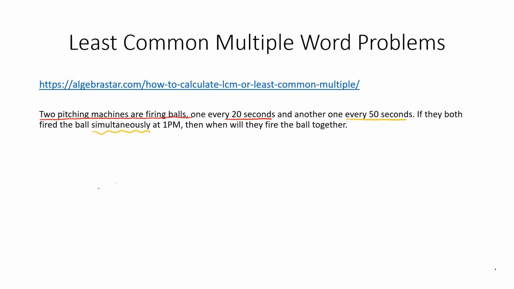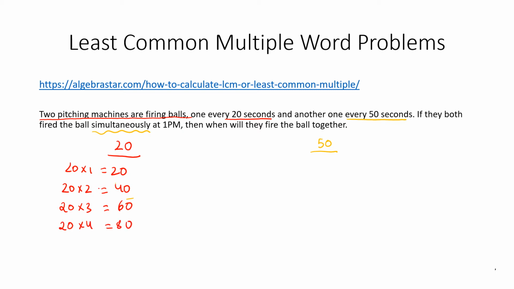So let's list out the multiples for 20 on the left and the multiples for 50 on the right. So 20 times 1 is equal to 20. 20 times 2, 40, times 3, 60, times 4, 80, and I'm going to stop at 5. 20 times 5 is 100.